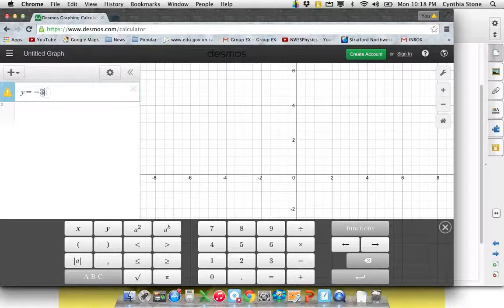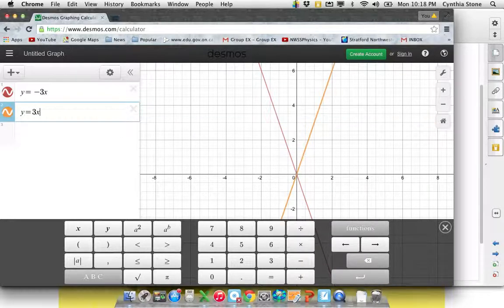y equals minus 3x. See how it changed direction? Let's just look at this. y equals plus 3x. So when I have the minus sign, it comes down like this. I call that a negative slope. And this orange one is a positive slope.